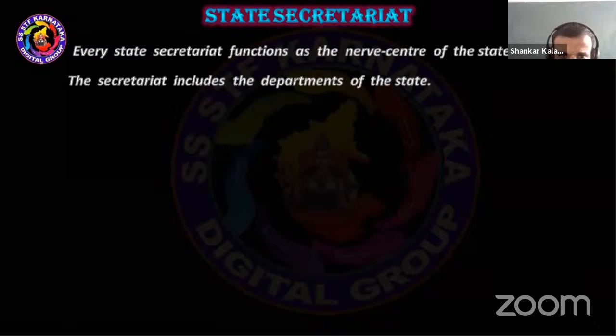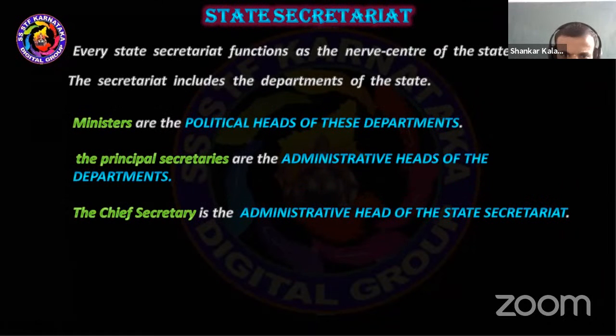The secretariat includes the departments of the state. Even the central secretariat includes the departments of the center, and likewise the state secretariat includes departments of the state: home department, police department, health department, mining department, information and technology department. Ministers are the political heads of these departments.